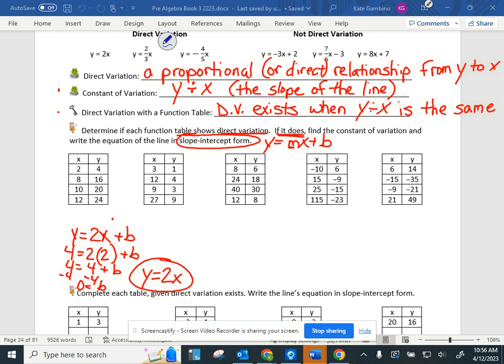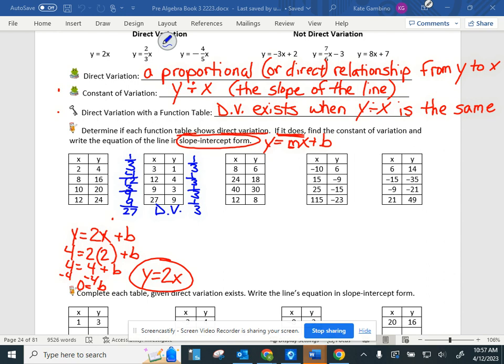First thing I have to do is find, is it a direct variation? So 1 divided by 3 is what? 1/3, right? 4 divided by 12 is 1/3. 3 divided by 9 is 1/3. And 9 divided by 27. Is it a direct variation? Yes. So this is a direct variation.